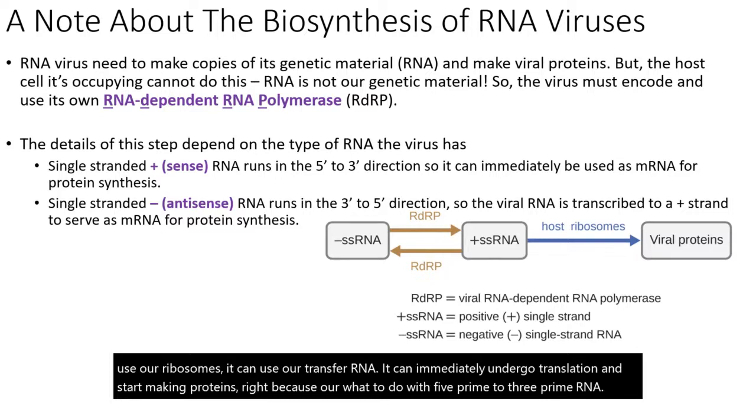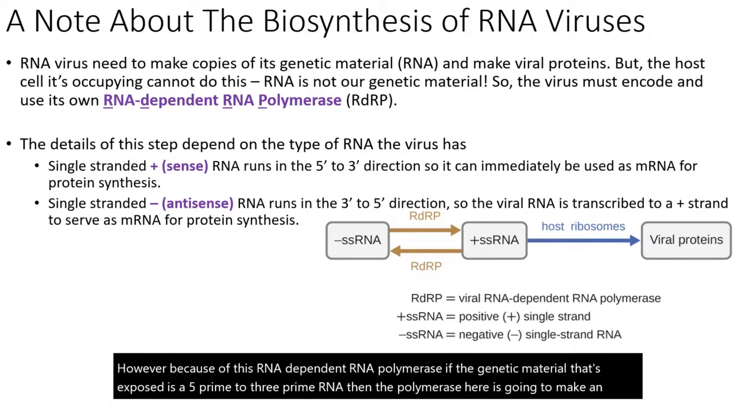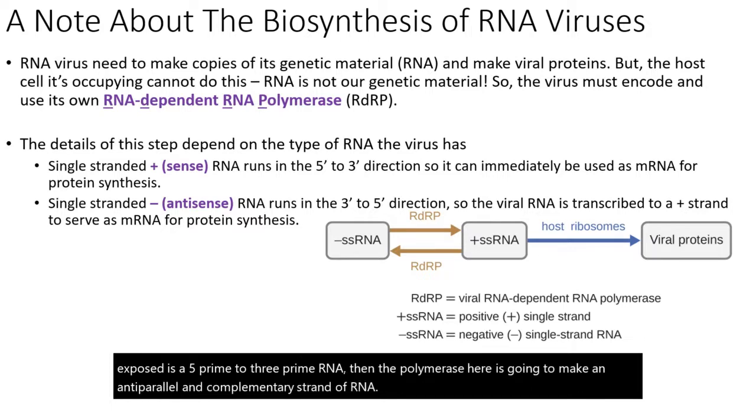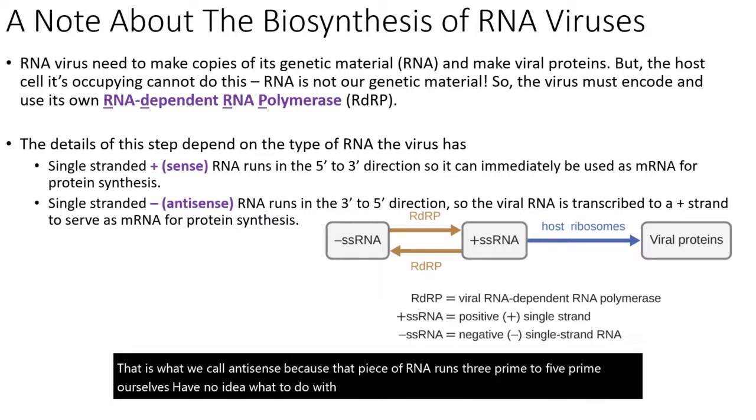However, because of this RNA-dependent RNA polymerase, if the genetic material that's exposed is a 5' to 3' RNA, then the polymerase here is going to make an anti-parallel and complementary strand of RNA. Well, that is what we call antisense, because that piece of RNA runs 3' to 5'. Our cells have no idea what to do with this. Our host cell machinery does not ever get exposed to antisense RNA, okay?